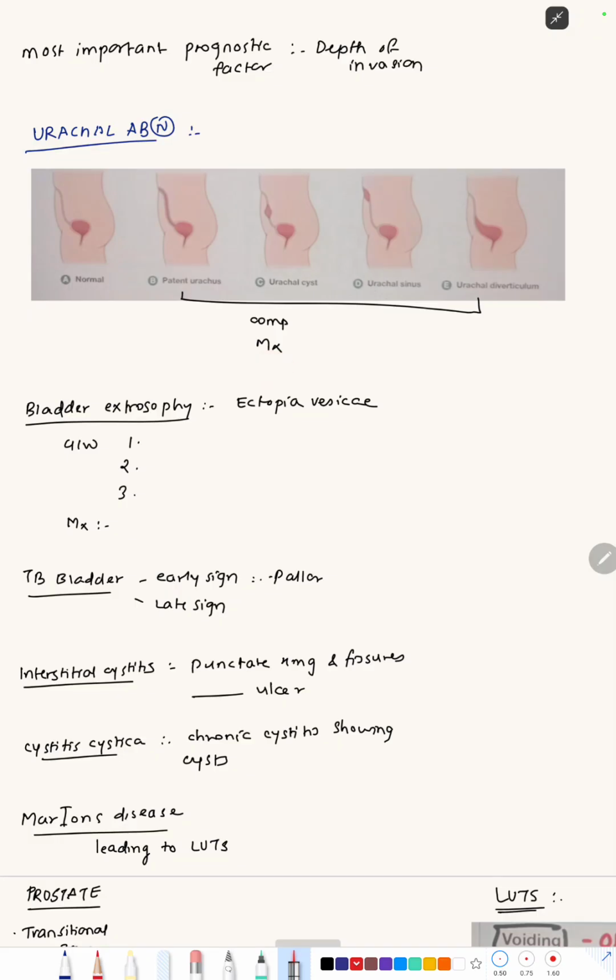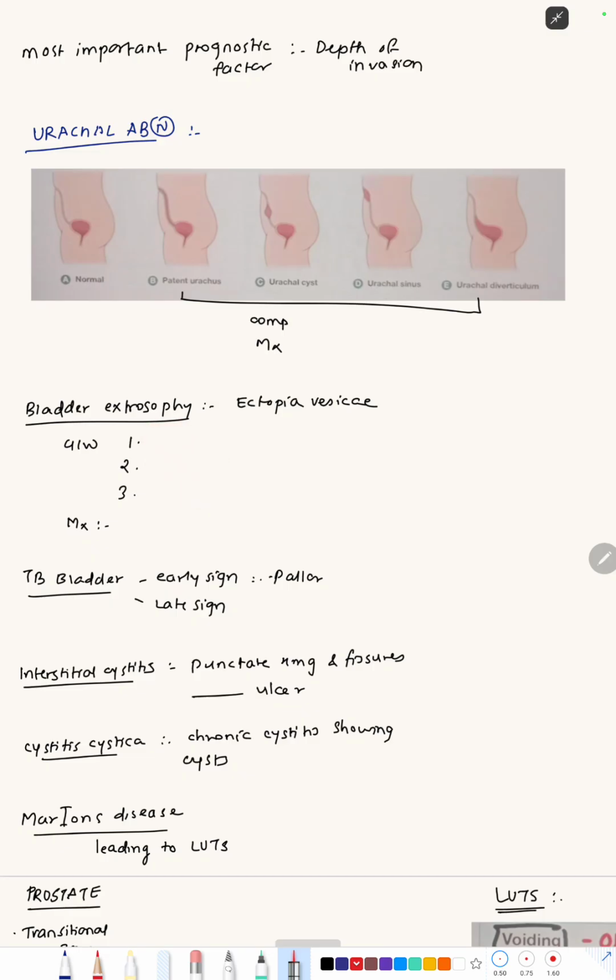Now there are certain conditions like bladder exstrophy, also called ectopia vesicae. It is associated with other conditions, for example, dribbling of the urine, anterior abdominal wall and anterior bladder wall defects. So it is associated with epispadias, then undescended testes, and associated with indirect inguinal hernia.